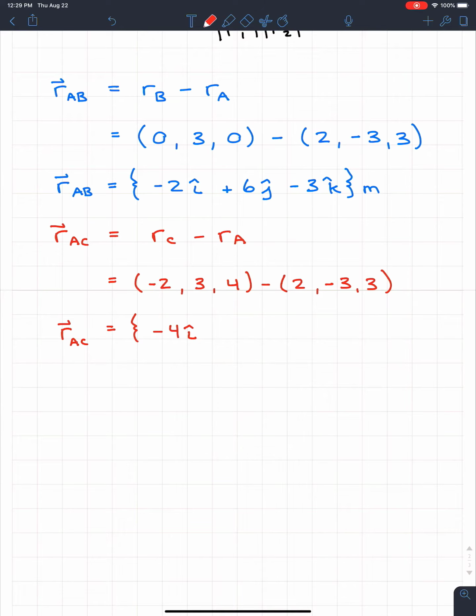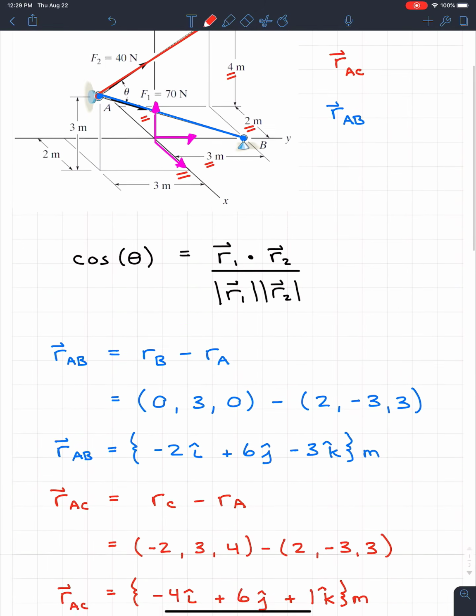Then we're going to have 3 minus negative 3, so we're going to go plus 6j, so plus 6, and that's in the j direction. And finally, we're going to go 4 minus 3, so this is going to be plus 1, and that's in the k direction. So we're going to end the squiggle brackets, and of course it has units of meters.